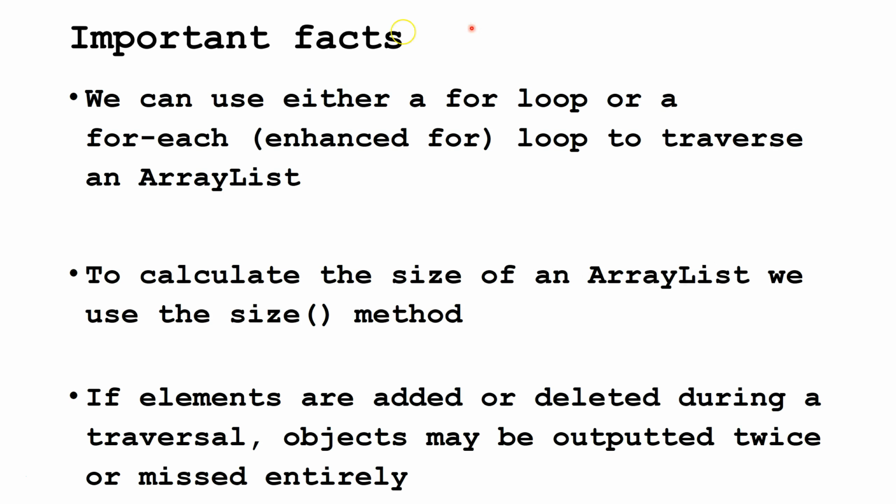Some important facts to know. We can use either a for loop or a for each loop, also known as an enhanced for loop, to traverse an array list. To calculate the size of an array list, we use the size method with parentheses after it. If elements are added or deleted during a traversal, objects may be outputted twice or missed entirely.